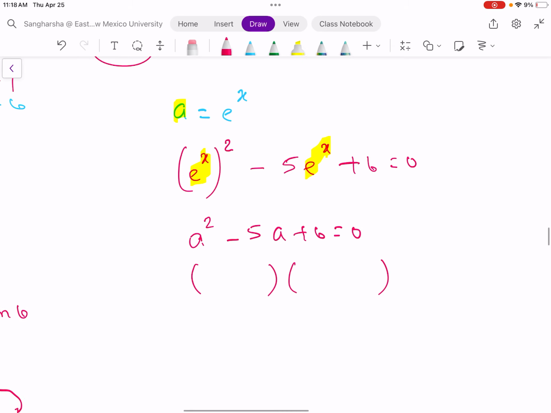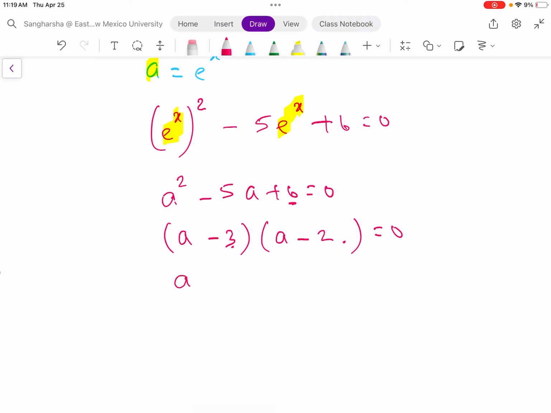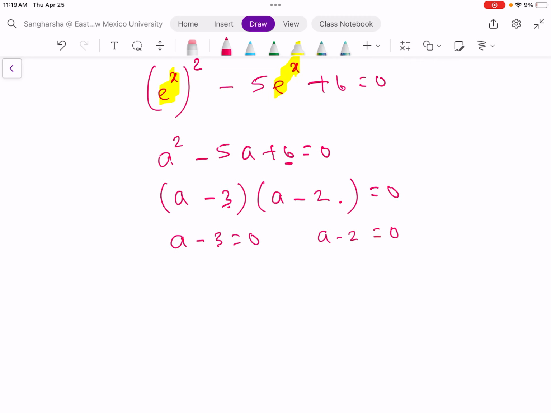First term is a. Now can we find two numbers whose product is positive 6 and sum is negative 5? Negative 3 and negative 2, right? So (a minus 3)(a minus 2) equals 0. Now we have two factors. We set each factor equal to 0. So we have a minus 3 equals 0, a minus 2 equals 0. Now here we have linear equations. So we add 3 for the first equation and add 2 for the second equation. So our a is 3.